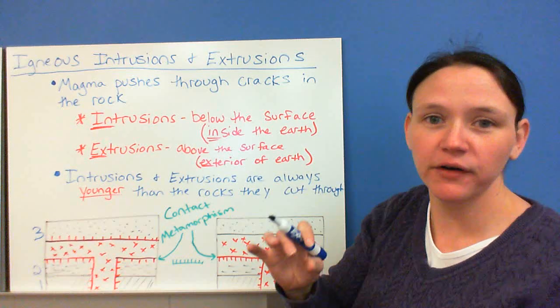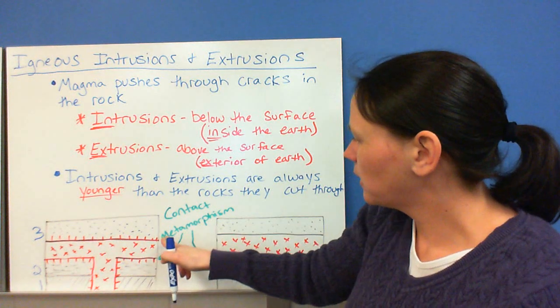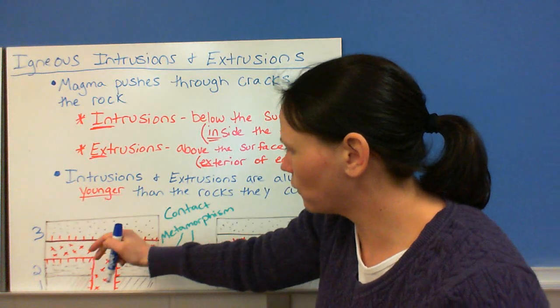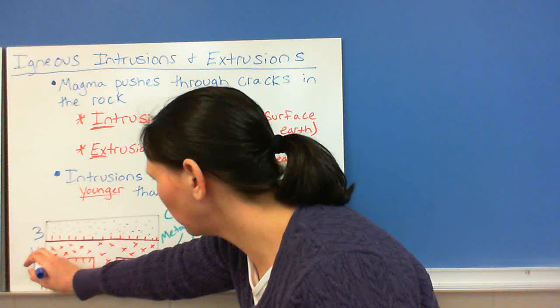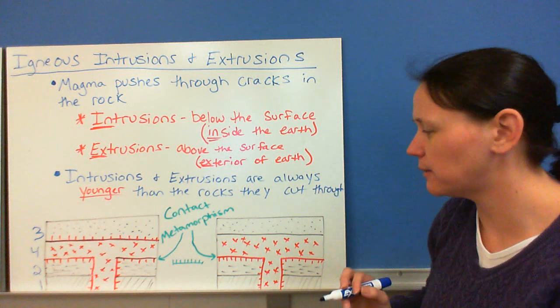That layer was already there, okay? And then this came up through and it changed all of the rock that it's touching. So we know that that came later, okay? So those contact metamorphism lines are really important.